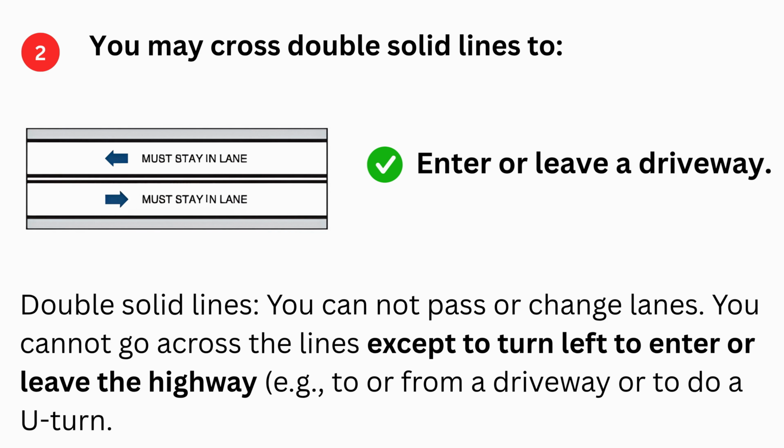Enter or leave a driveway. Double solid lines. You cannot pass or change lanes. You cannot go across the lines except to turn left to enter or leave the highway. Example, to or from a driveway, or to do a U-turn.